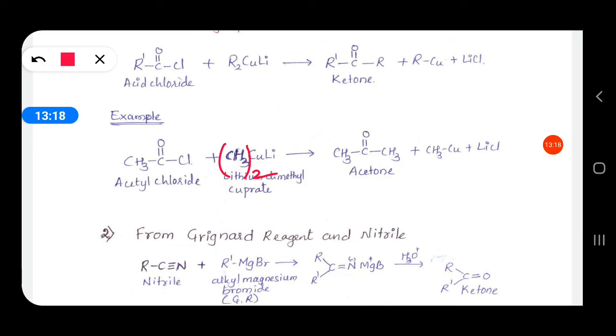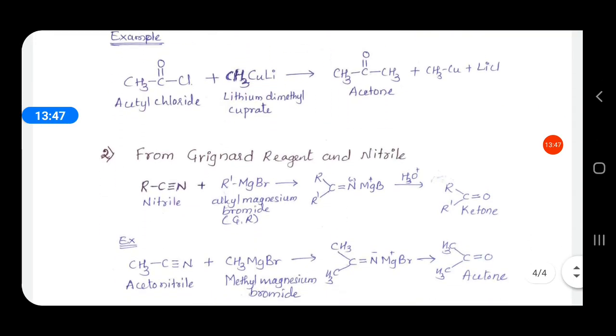So lithium dimethyl cuprate when treated with acetyl chloride, the C-Cl bond is broken and the alkyl group is substituted there. So acetone is obtained. To get acetone, both the alkyl groups are the same, so in the Gilman reagent also, the methyl group is taken.